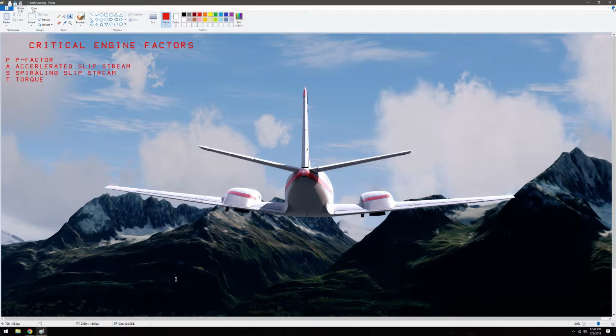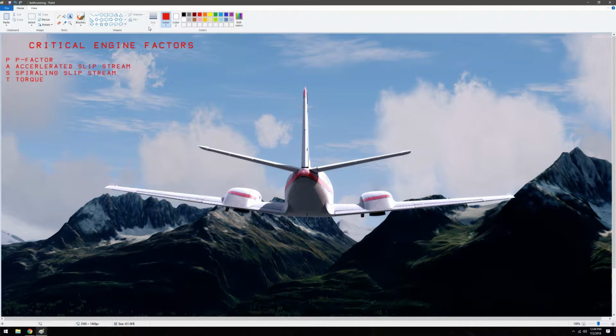Anyway, so what I'd like to talk about today for our first lesson is our critical engine factors. For the first thing, we need to talk about what makes an engine the critical engine, and that's what we're going to be talking about today. But let's talk about what a critical engine is.